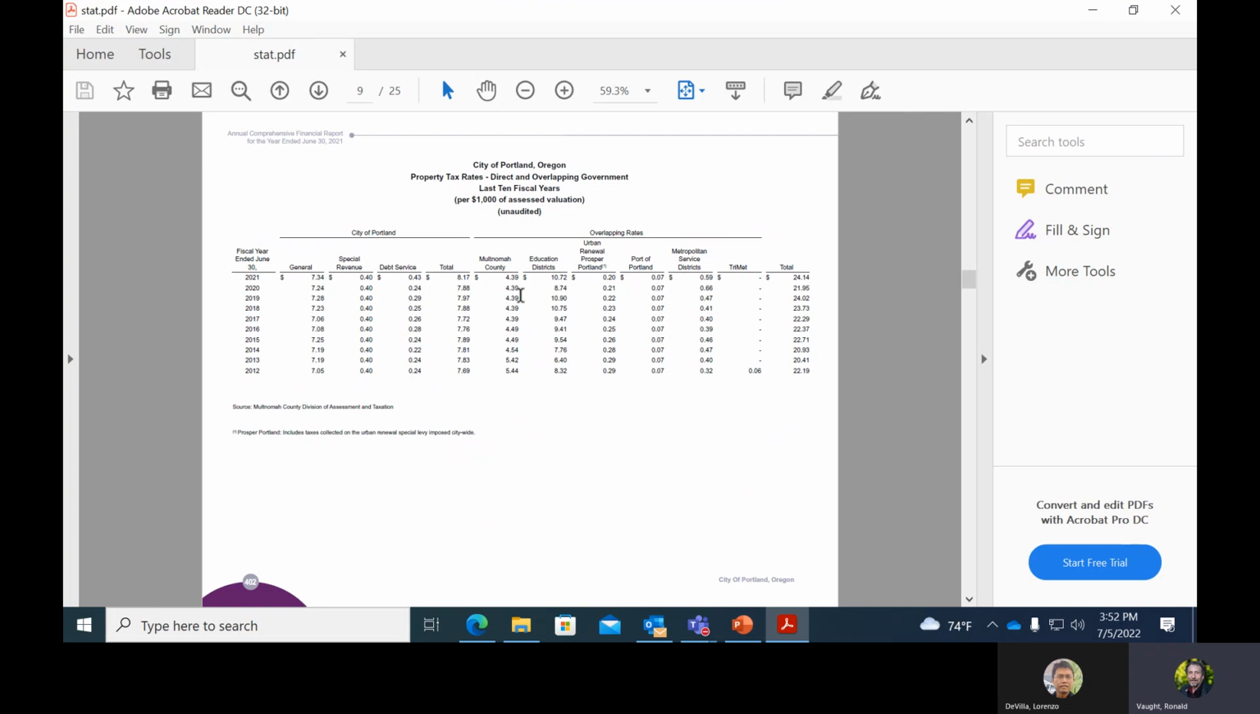And this is a tax levy by district. So this is ours, the city. So we've got general, special revenue, and debt service. And then the county and schools and Prosper Portland. The port and Metro.